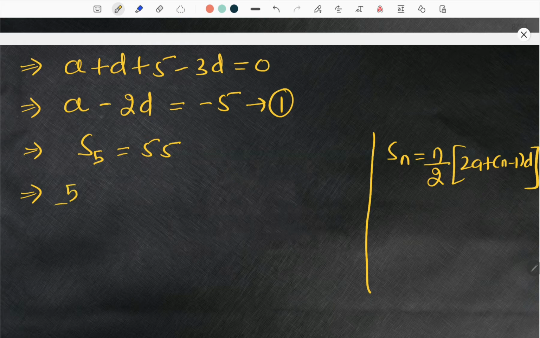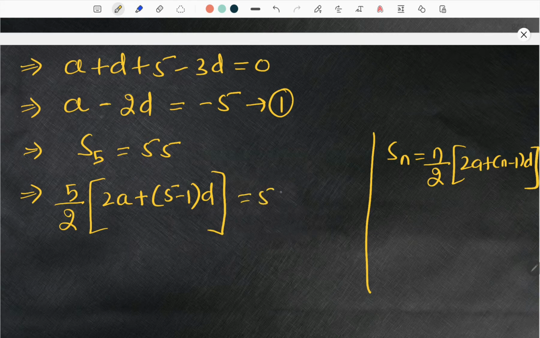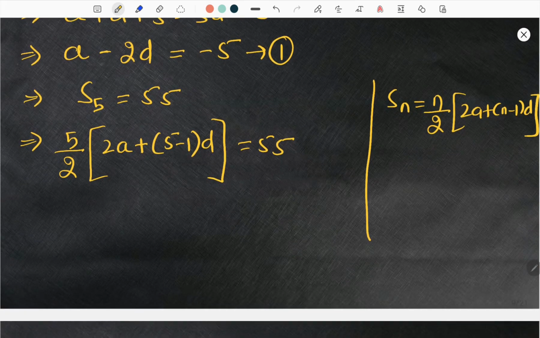S5 means it becomes 5 by 2, bracket 2a plus n minus 1 into d, where n is 5. 5 minus 1 into d, we don't know the value of d, so that is equal to 55. From this we will form one more equation. So how much does it become? You can cancel here, 5 1s are 5, 11s are 55. You can cancel like this, and send that to that side. So it becomes 2a plus 5 minus 1 is 4, 4d is equal to 11 into 2.